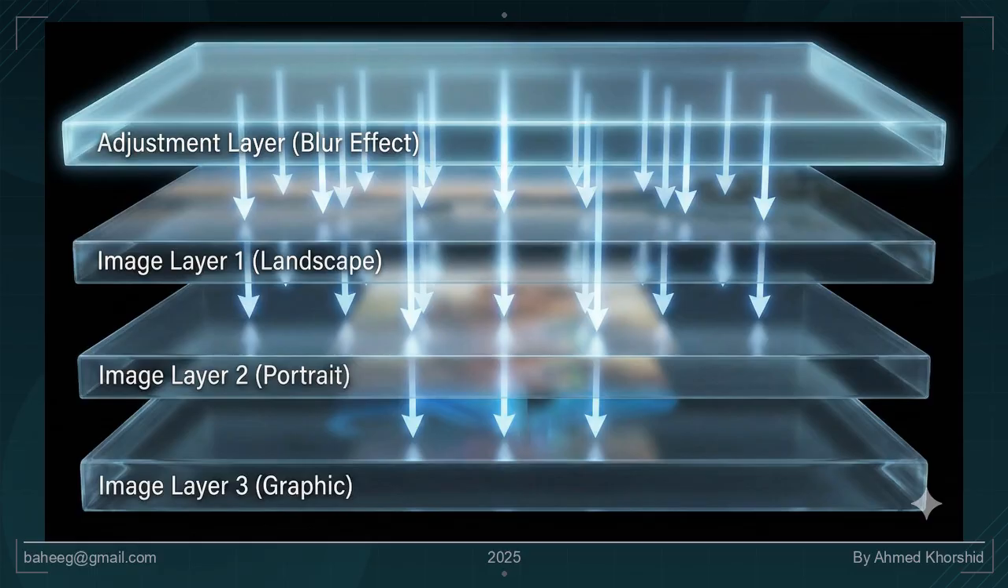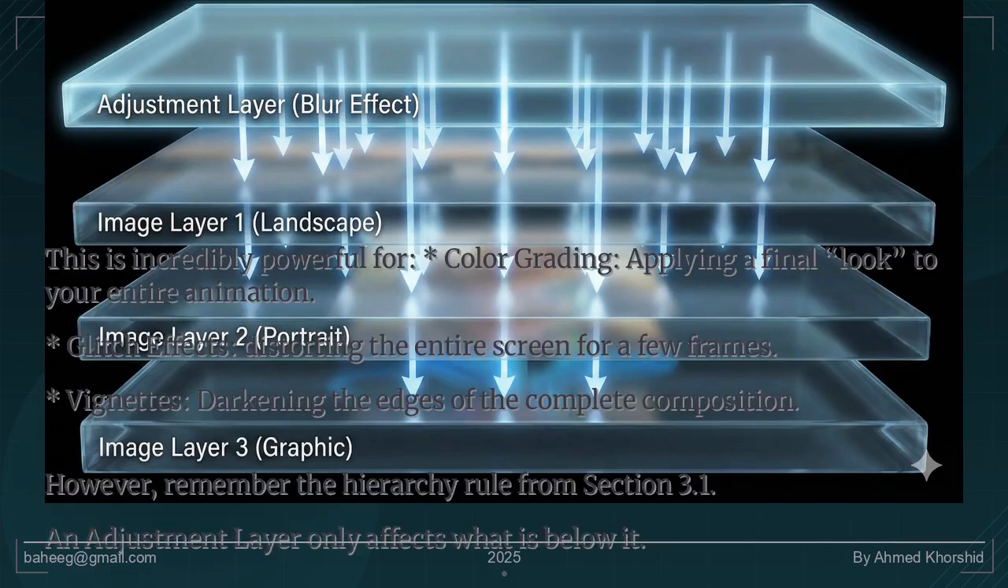Figure: cross-section visualization of an adjustment layer. The top layer is labeled Adjustment Layer, Blur Effect. Below it are 3 image layers. Arrows show the blurred effect projecting downward, affecting the images below. The visual style should be semi-transparent and glass-like to represent the filter concept.